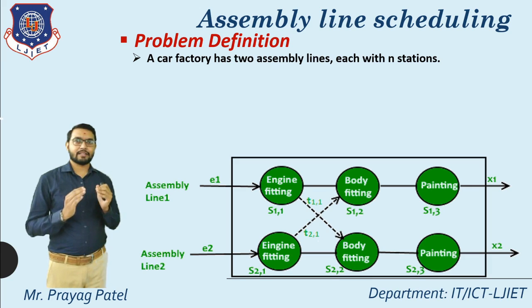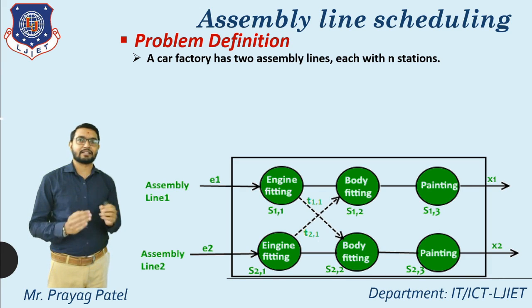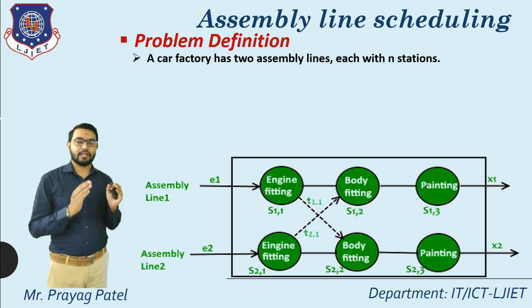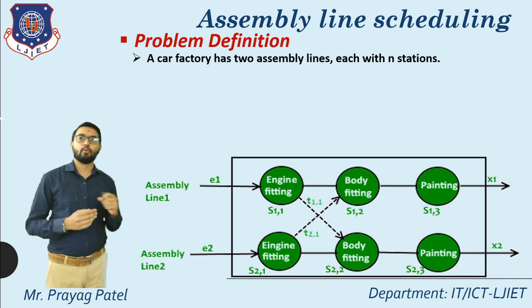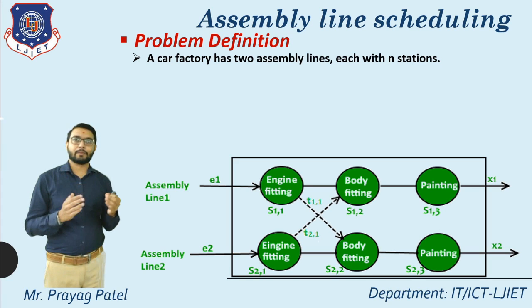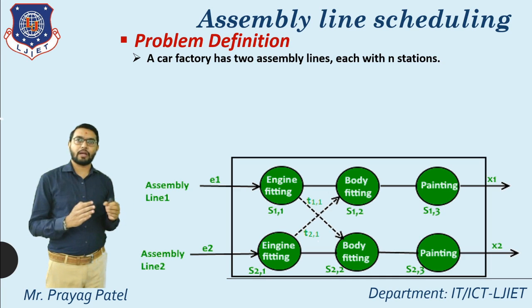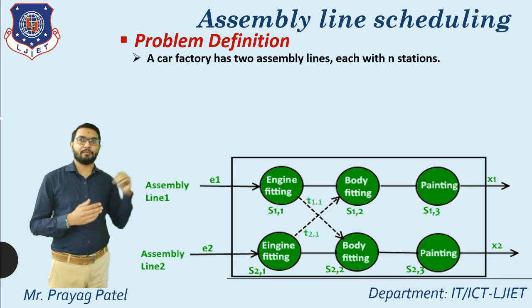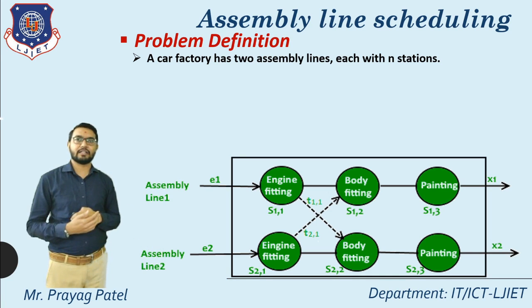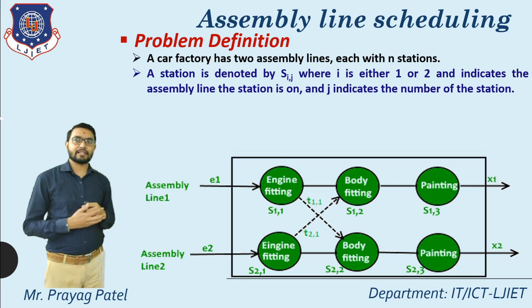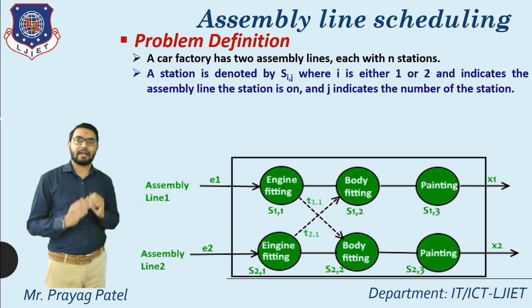A car factory has two assembly lines, each with n stations. Here we consider assembly line 1 and assembly line 2. Two lines are there. For what purpose? Here we consider the automobile car factory example. You can consider the two assembly lines as two different ways of designing a car. In the first line consider n stations, and in the second line also consider n stations. So we can say there are n stations in each and every line.